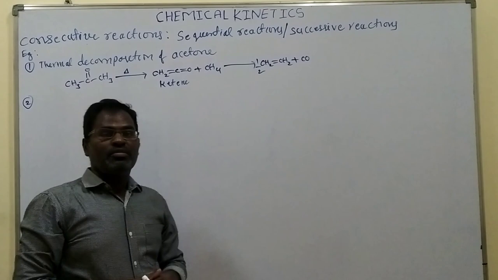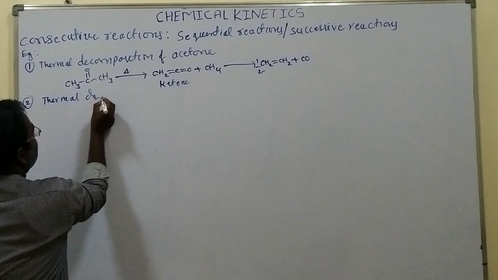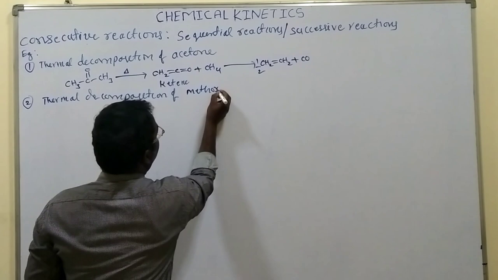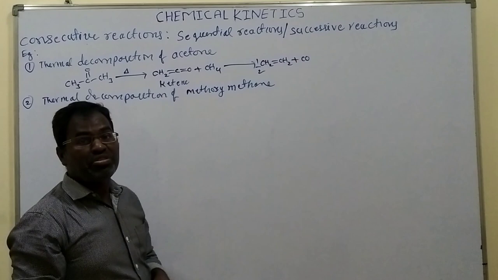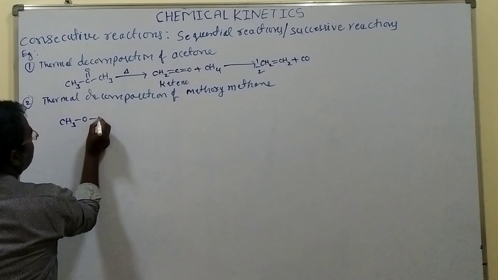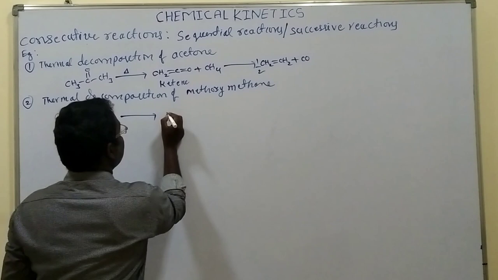The next one is the thermal decomposition of dimethyl ether, or simply methoxy methane. It is also an example of a consecutive reaction. Its formula is CH3OCH3. On heating, initially we can get formaldehyde and methane.